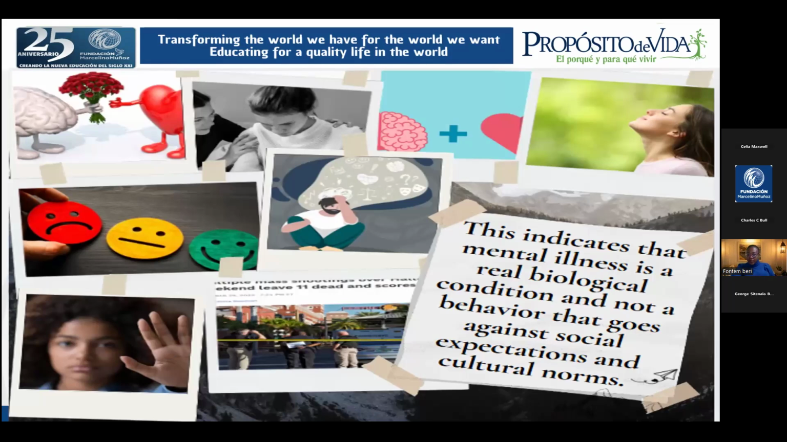This indicates that mental illness is a real biological condition and not a behavior that goes against social expectations and cultural norms. Okay, tutors, please, can we give comments again on our first slide? There's a flower and there are two connections. There's a red image and something white. Please, can somebody give me the connection within this particular picture, this first picture, especially?